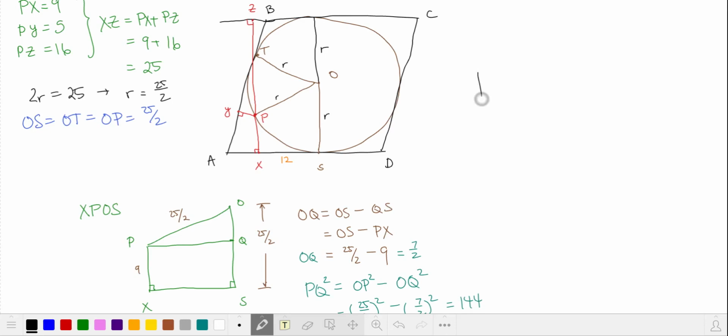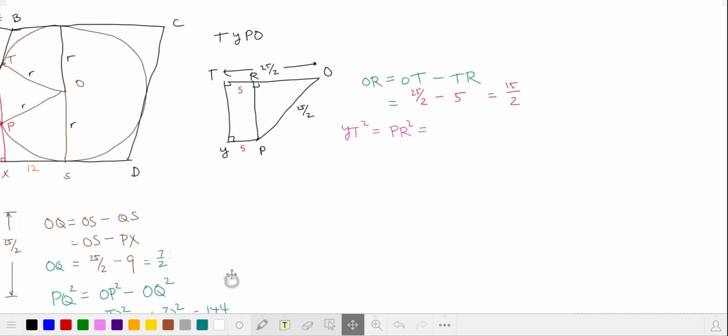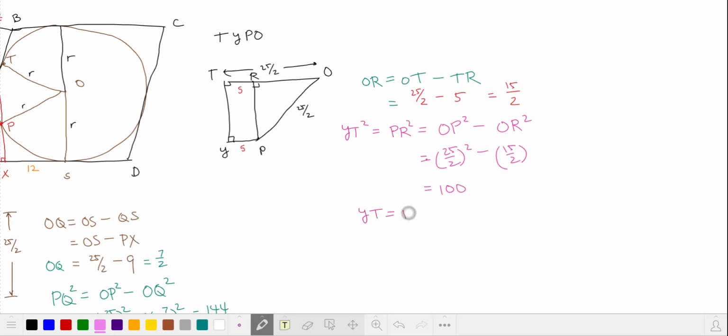We can take a look at this other trapezoid, TYPO. We have right angles at T and Y. OP is a radius, and so is OT. I'm going to draw a perpendicular from P over to OT, and we'll call this point R. OR we get from subtracting TR from OT. TR is the same distance as YP. They're both 5. So this distance is 15 halves. We can use this to find YT, which is the same as PR, again using the Pythagorean theorem. Squaring and simplifying, this is equal to 100, so YT is equal to 10.